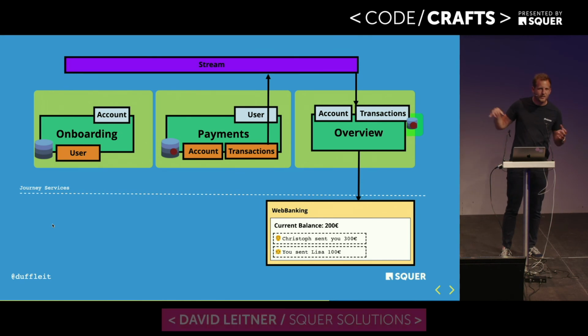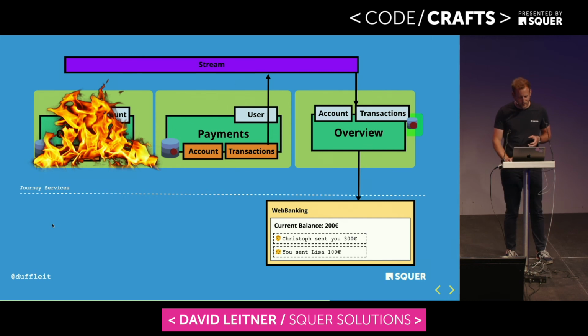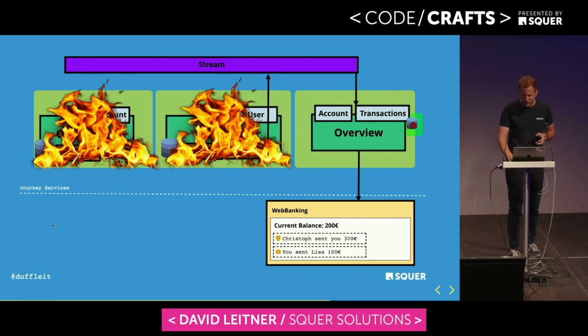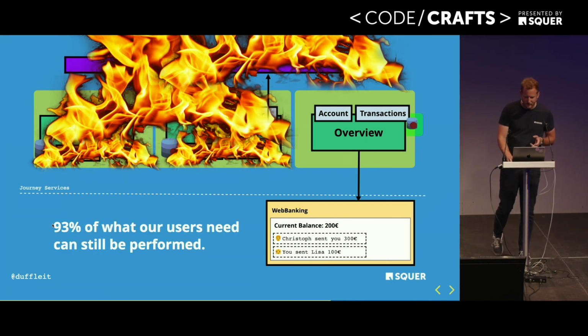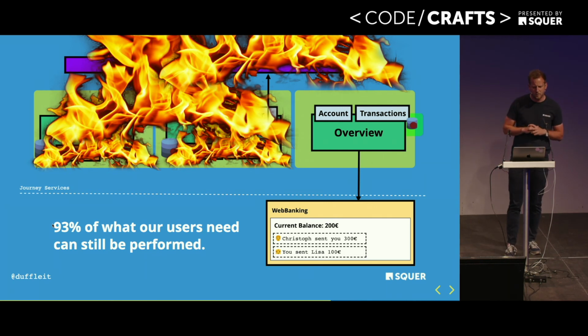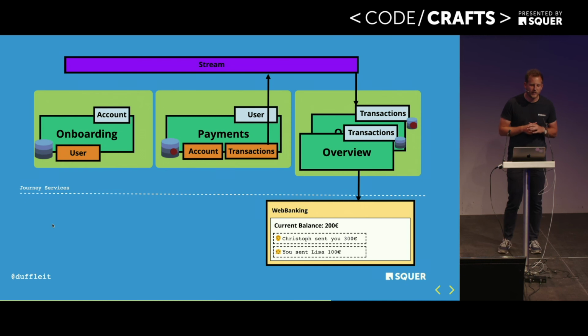And the cool thing is that we could start to burn things now, right? We could burn down the onboarding service, we could burn down the payment service, we could burn everything down besides the overview service, but we can still deliver 90% of what our users actually expect from us, showing the latest transactions and the current balance. And besides this whole impact on resilience, we can also easily scale this architecture horizontally, right? We can say, you know what, so many people are currently checking the overview, we just spin up a new service instance.